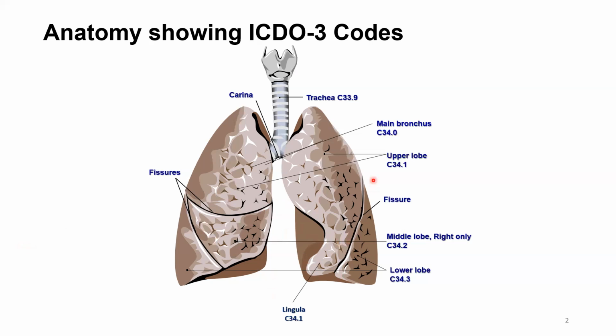And then I want to point out the fissures that divide the lobes. The left lung has two lobes, one fissure. The right lung has two fissures. This oblique one is lower, and then the horizontal fissure divides the right lung. So you can see that the right lung has three lobes and the left lung has two lobes.